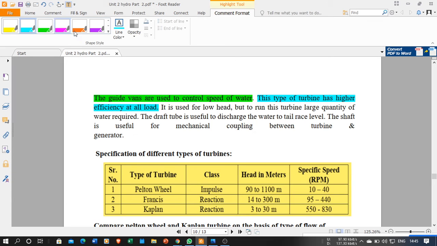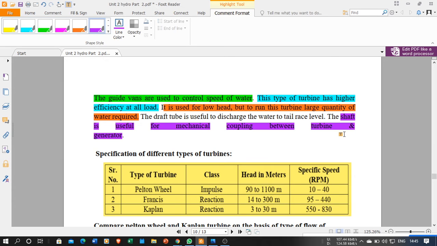The draft tube is useful to discharge the water to the tail race level. The shaft is useful for mechanical coupling between the turbine and the generator. In the same way, you are going to use the shaft. The shaft will connect my turbine to the generator.